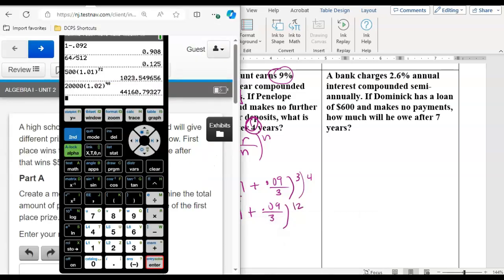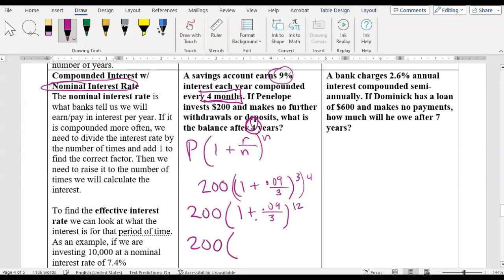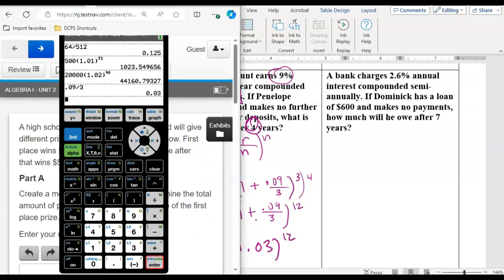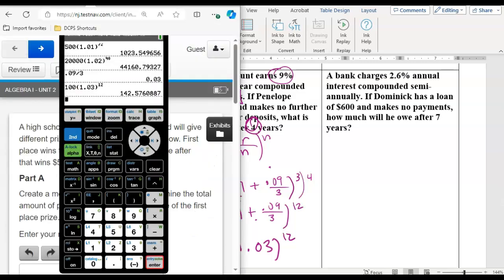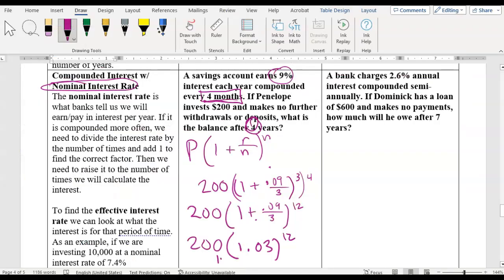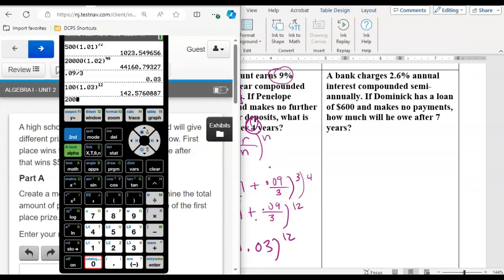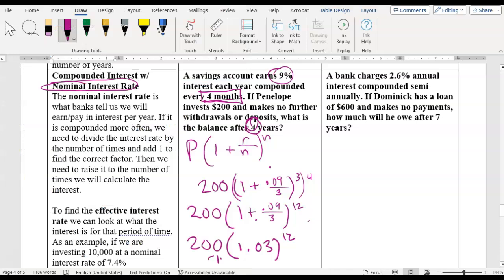And we can also calculate, let's do that, 0.09 divided by 3. It's going to give us a nice even number of 0.03. So 200 times 1.03 to the power of 12. And then you can calculate that. So 100 times 1.03 to the power of 12 is going to give us... Oh, I did 100 instead of 200. I was like, that's not enough money. There we go. 200 times 1.03 to the power of 12 is $285.15.